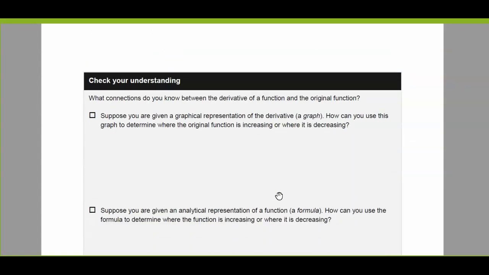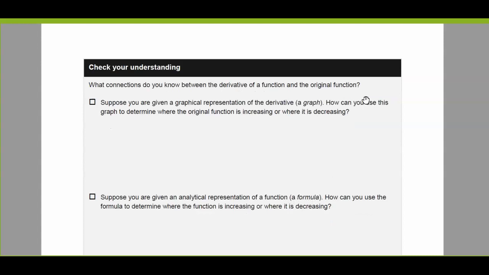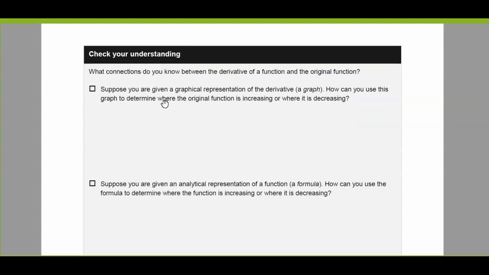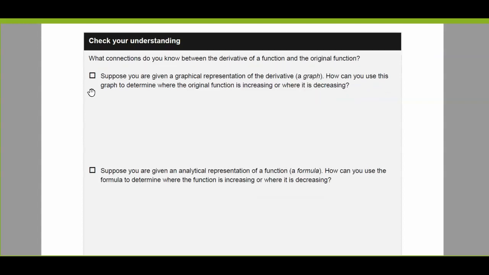What connections do you know between the derivative of a function and the original function? Suppose you are given a graphical representation of a derivative. So we're given the graph. All right, I'm picturing a derivative graph in my head. How can I use this graph to determine where the original function is increasing or decreasing?